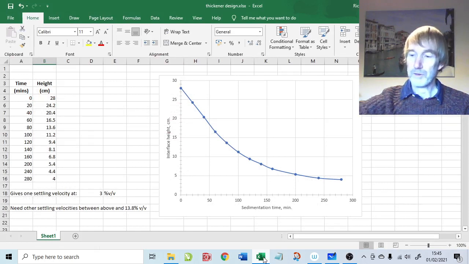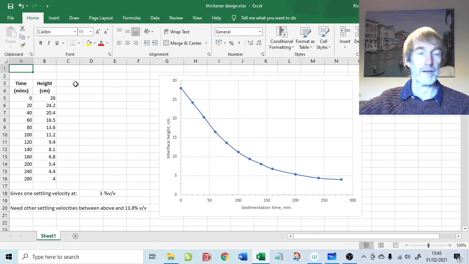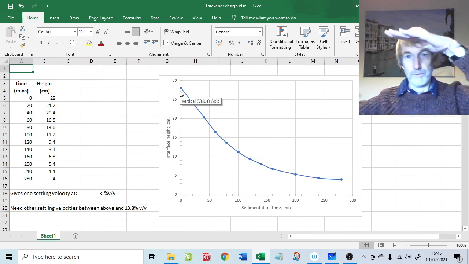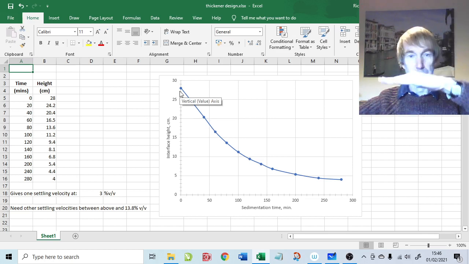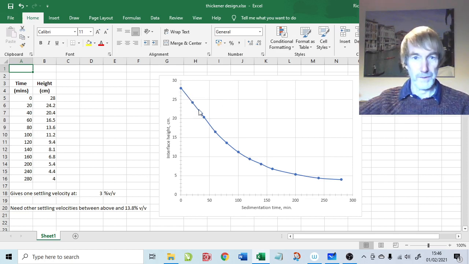So just to recap, we're trying to work out the area of the thickener and therefore the diameter of the circular thickener, and then we've also been asked for the underflow rate and the overflow rate. Right, so here is our batch settling curve. This is interface height against time. So this is data from the first question, watching the interface slowly sediment down, provided this curve here.